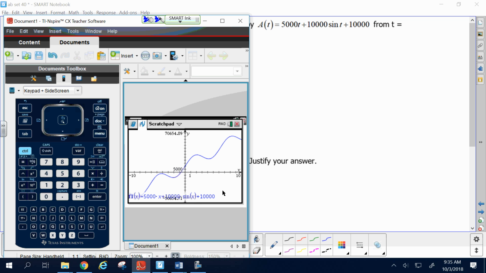Is that what your graph looks like? Yes? No. Okay. If your graph is, thank you. Gosh, was that so hard? It's just a one syllable word.